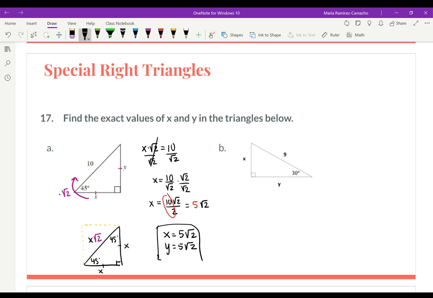Okay, for B, we've got a 30, 60, 90 right triangle. A reminder about the side lengths here. We do have this short side, this long side, and the hypotenuse.